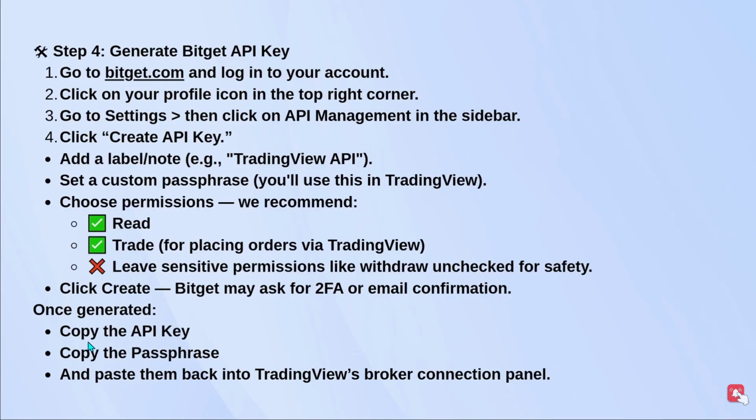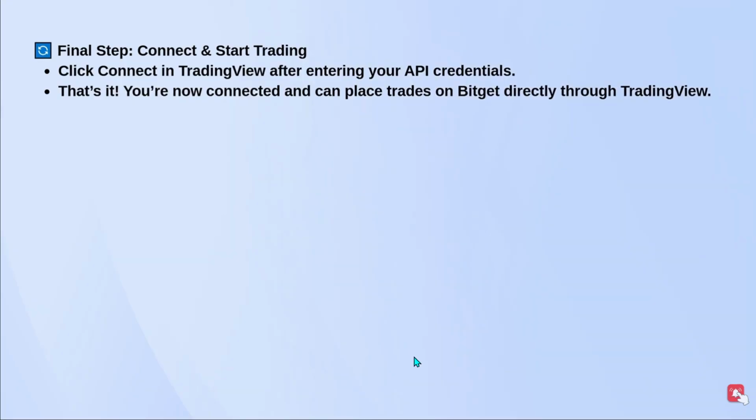Switch back to your TradingView chart. In the Bitget connection window, paste the API key and the passphrase you created. Then enter the API secret in the appropriate field. When all three values are in place, click Connect.